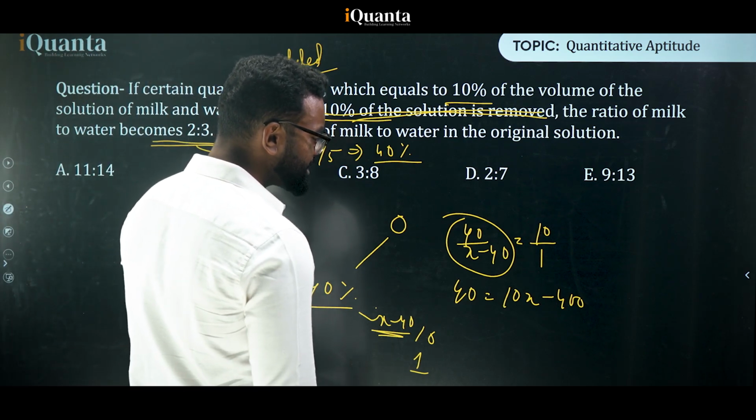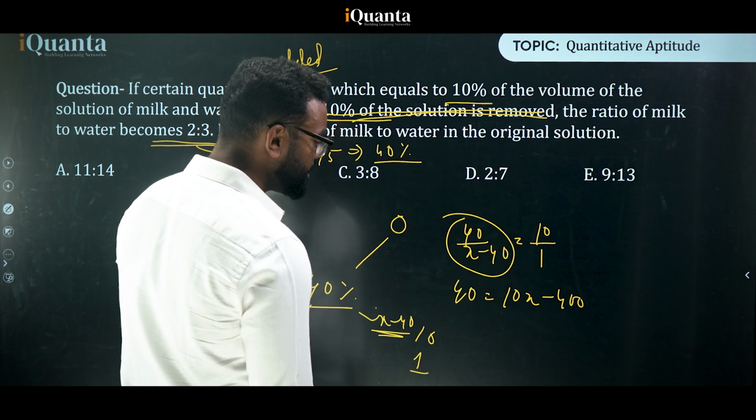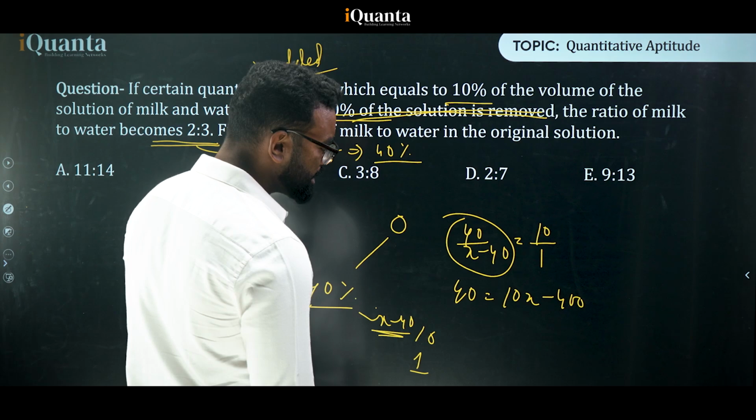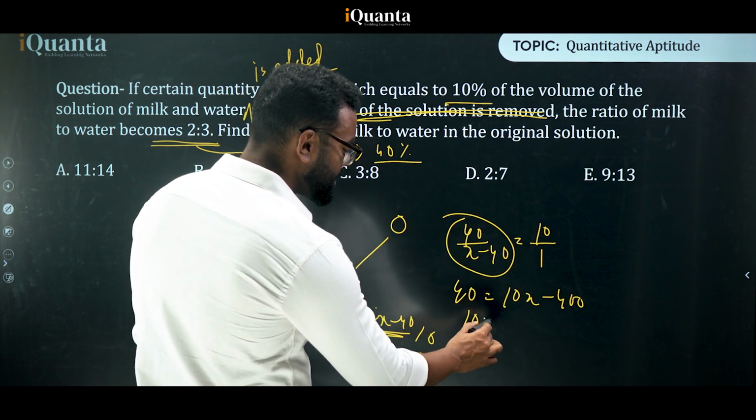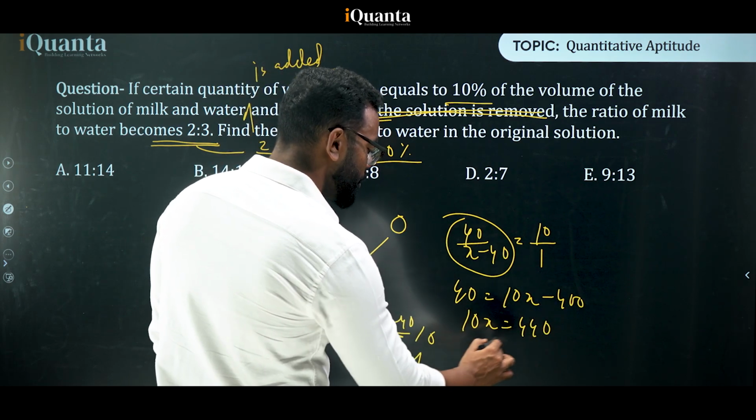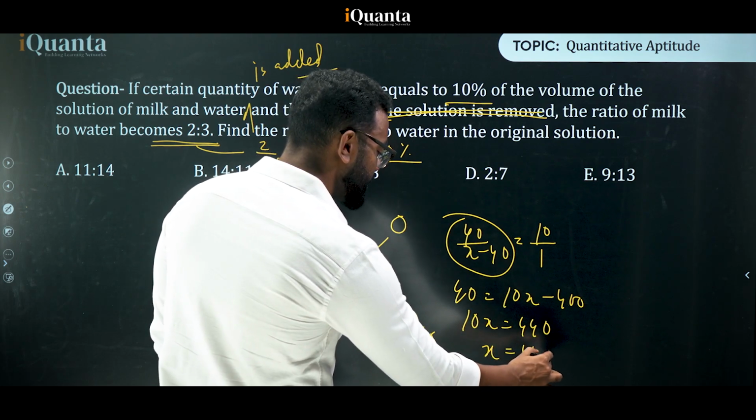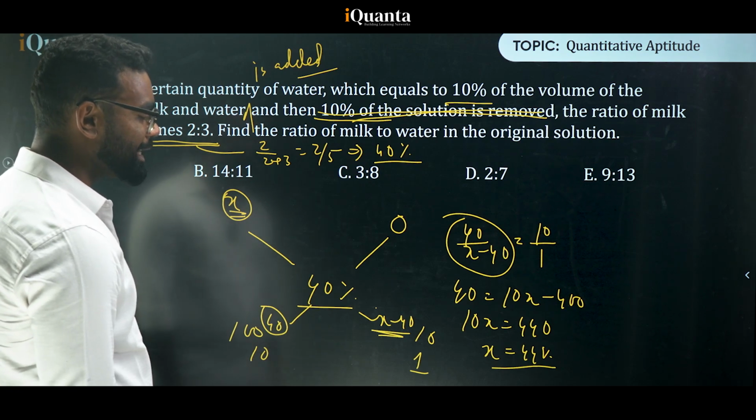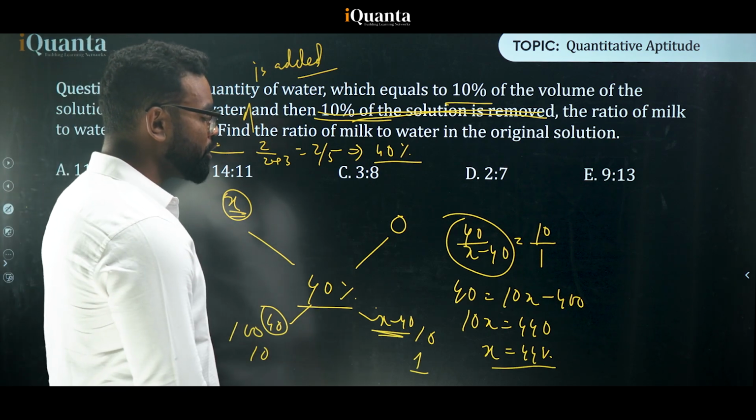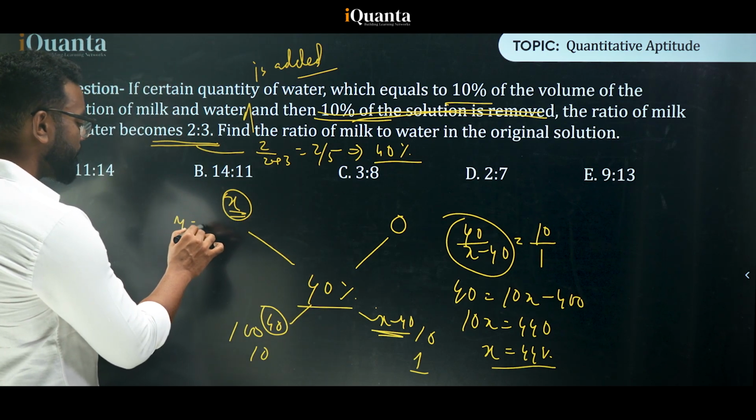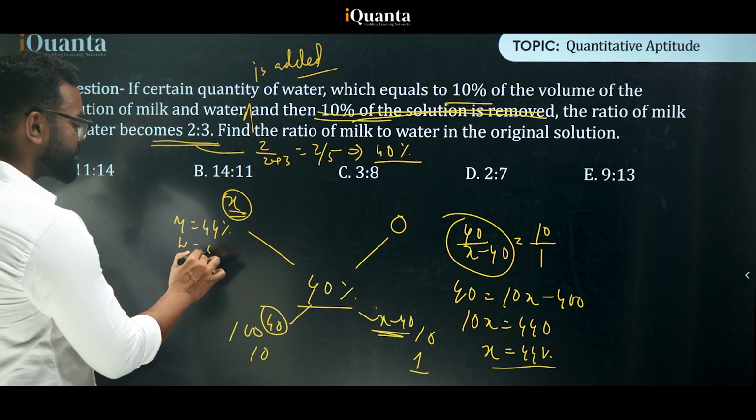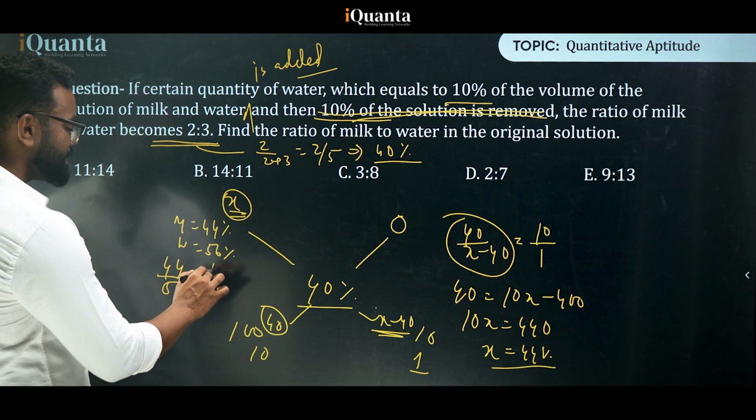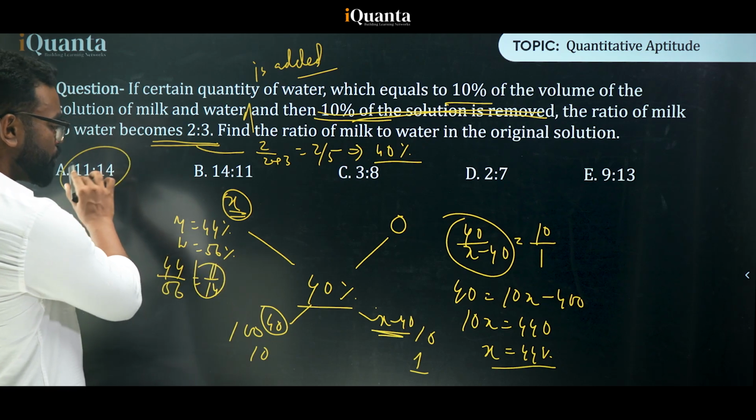So if I solve this thing, what will we get? So 40 is 10x minus 400, that is cool. So what is 10x? 10x is equal to 440. So what is x? x is 44%. So I can see this is 44%, right? Now if it is 44%, so 44% is milk. So if milk is 44%, what is water? That is 56%. And I need to find the ratio. So 44 upon 56 is how much? That is 11 upon 14. So your answer is 11:14.